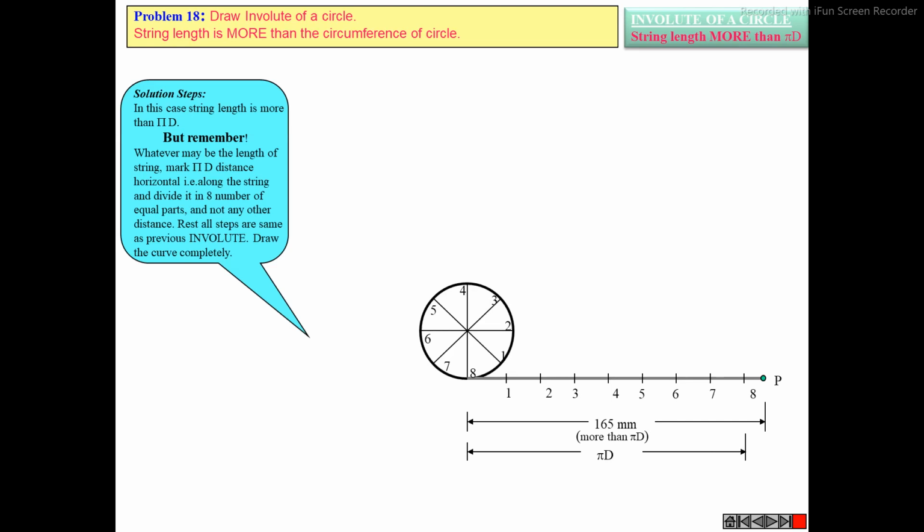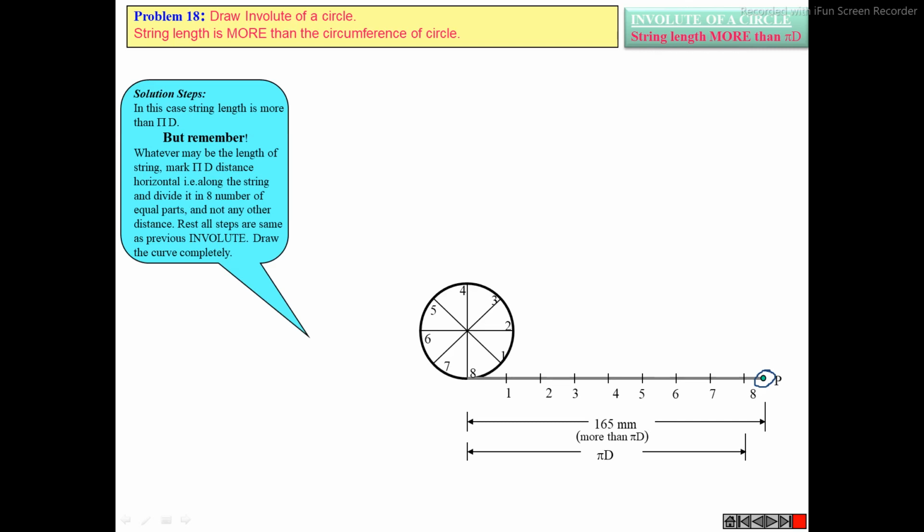So far we have got only one locus point of involute, that is point P. We need to get 7 more locus points of involute. How we will get those 7 locus points? Just now I have shown you how we will get those 7 locus points.